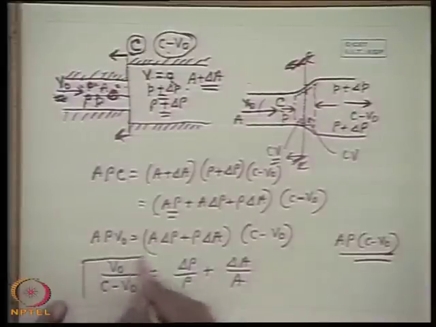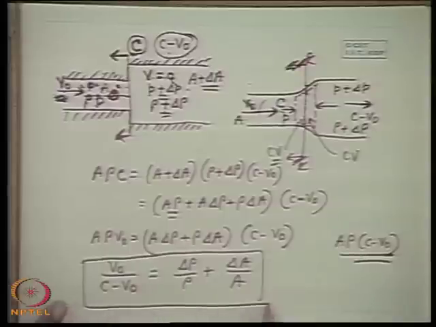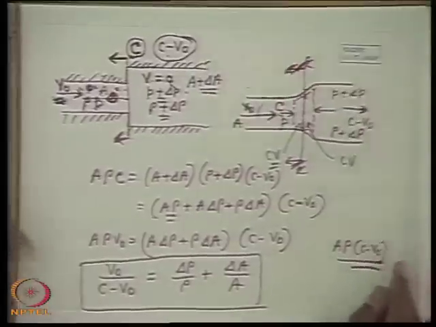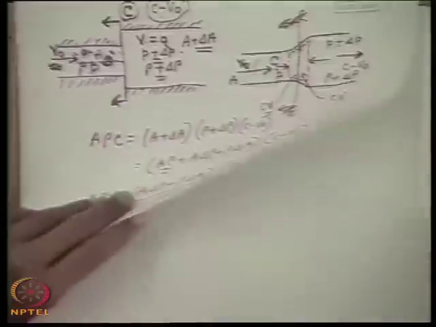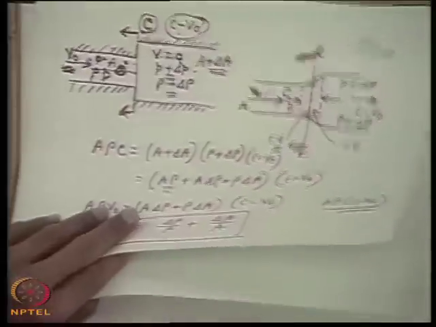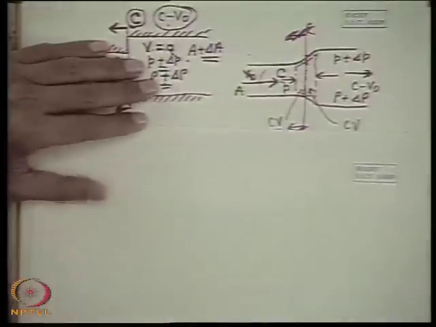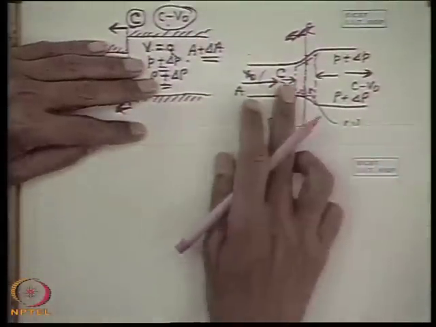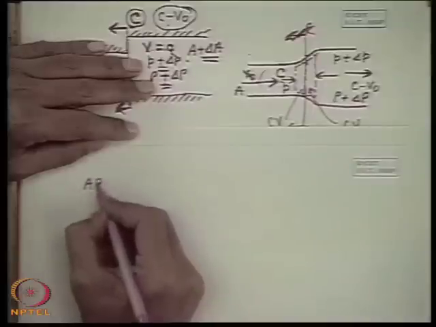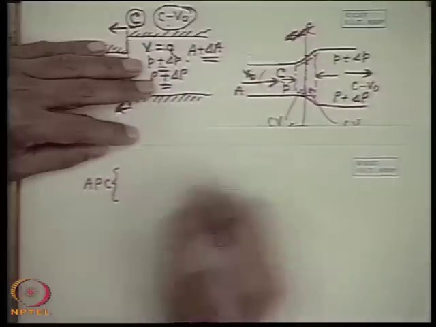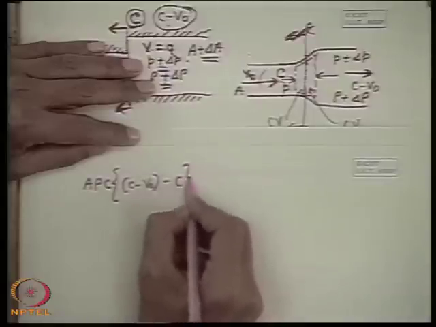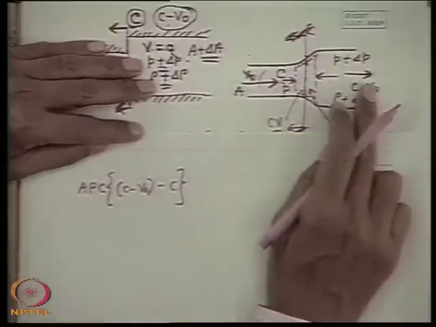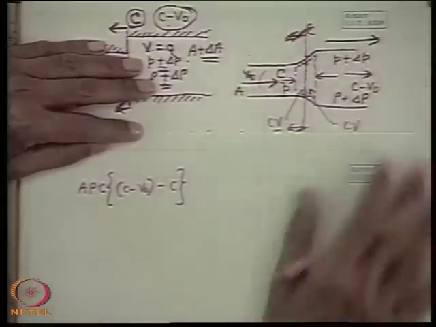So this is one useful relationship obtained from the continuity equation. Now let us see the momentum equation. If we write the momentum equation, that means the equation of motion for this control volume, or momentum theorem for the control volume, then we can write that the mass flow A rho C times the velocity of efflux, that means C minus V0 minus C. It is the rate of momentum efflux in this direction, if we consider this direction as the positive direction.